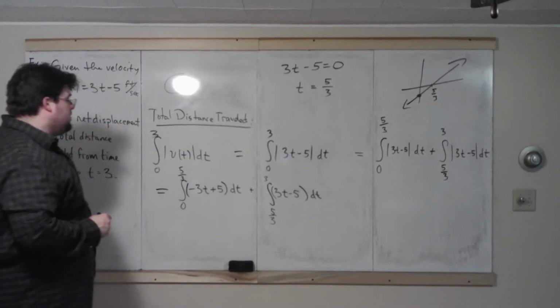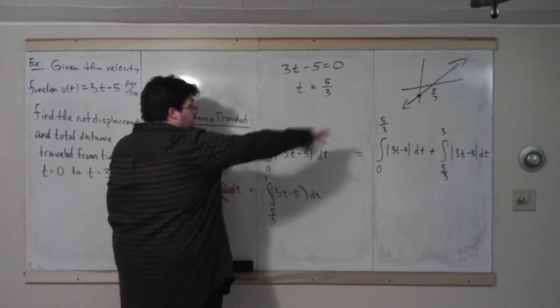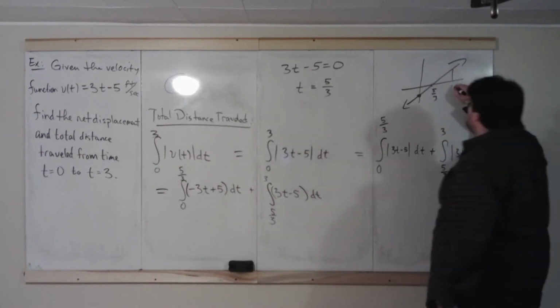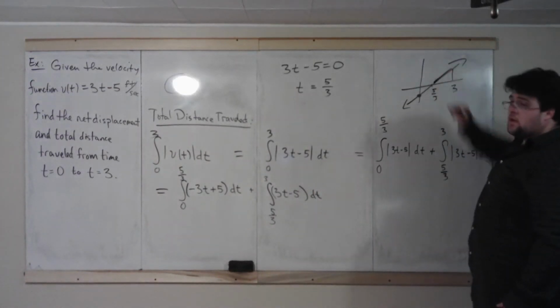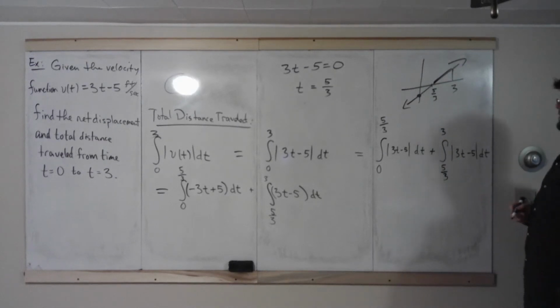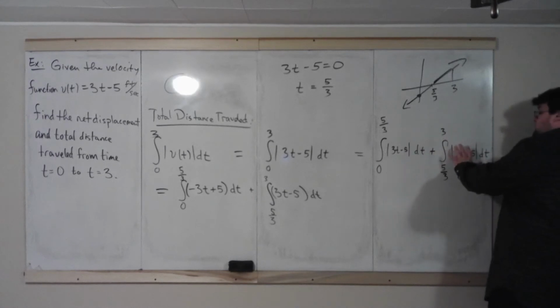We get this. Why? Well, first, notice the second piece is the same because the absolute value of this positive piece of the curve is itself. The absolute value of a positive is itself.